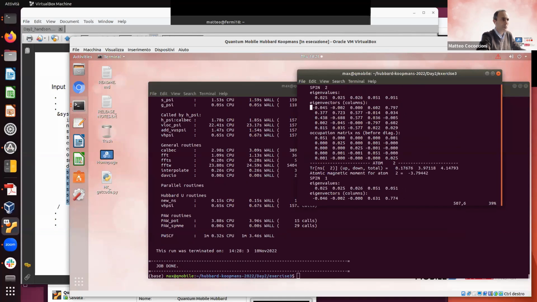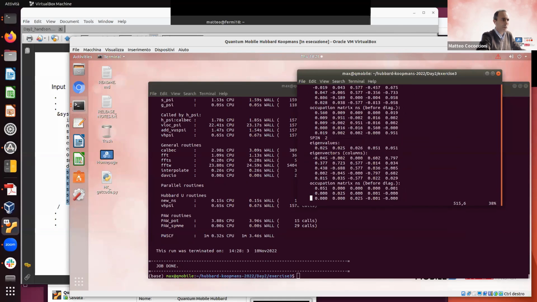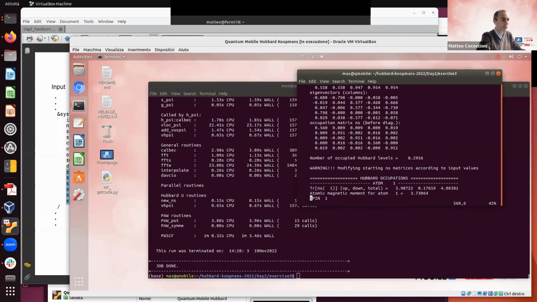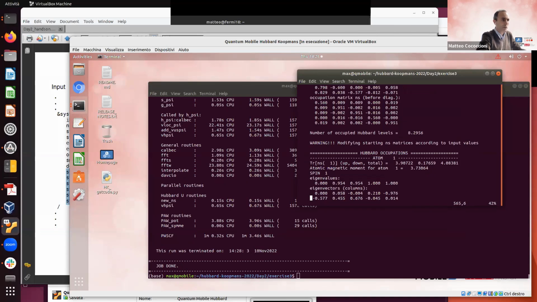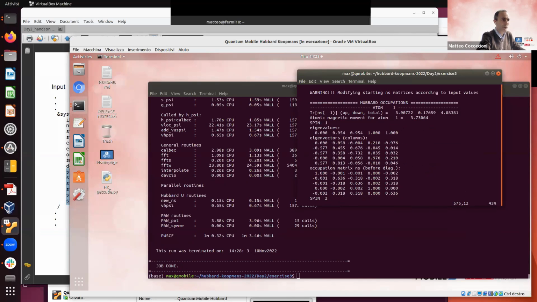So this is still atom 1, right? Atom 2, initial occupation matrices. And then the code says, I'm modifying the starting NS matrices according to the suggestion we provided in input, with the input value, starting NS eigenvalue. You see here, let's compare these matrices.